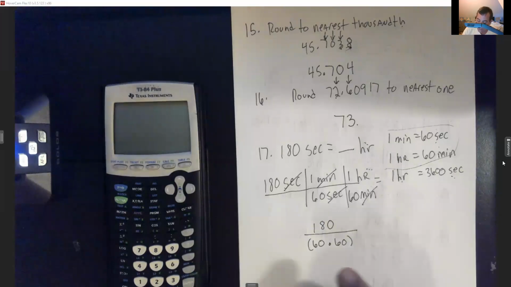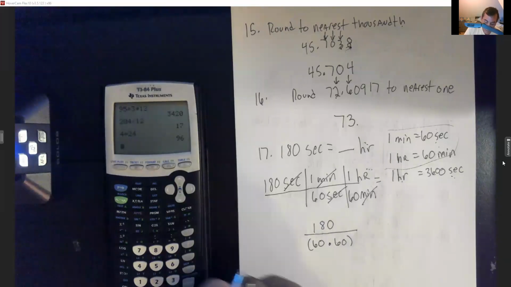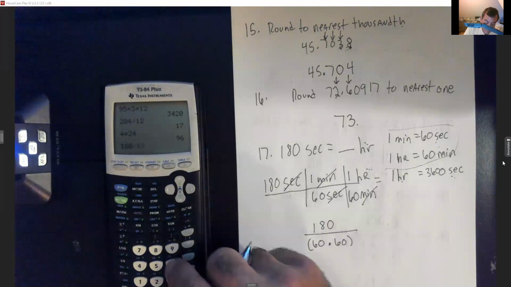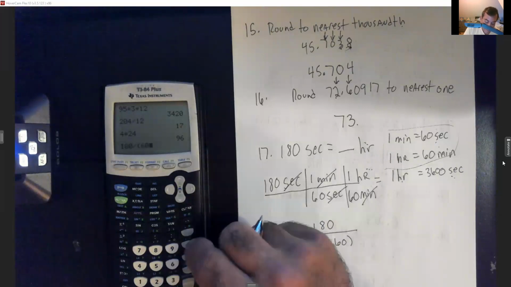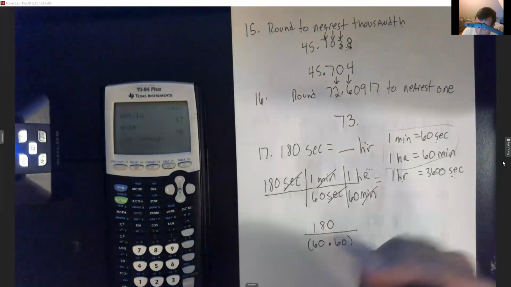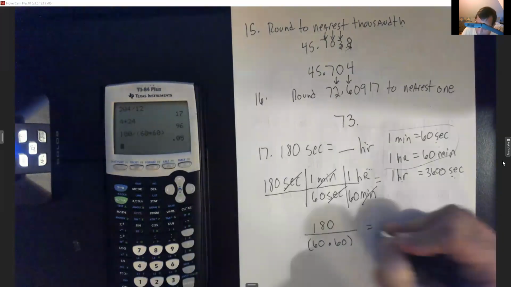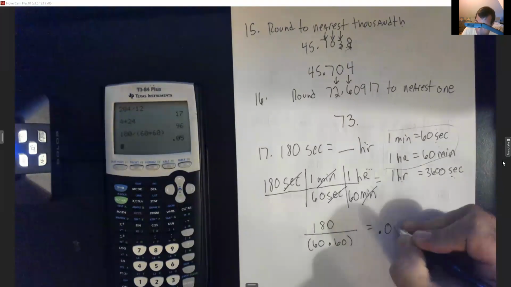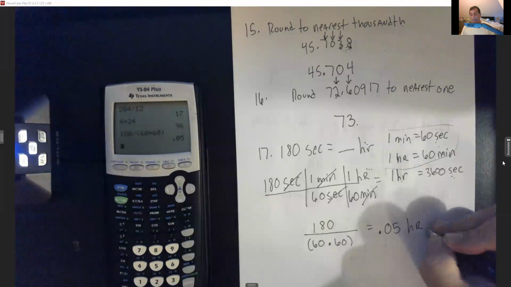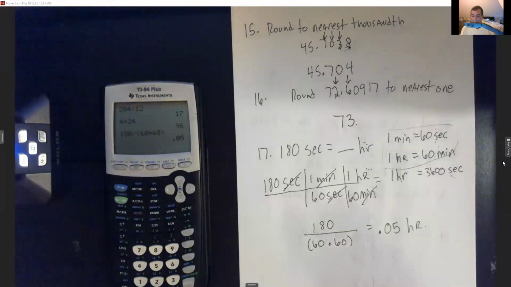Now, calculator, you got to put the bottom in parentheses when you got something like this. So you would go 180 divided by parentheses 60 times 60 close parentheses. When you do that, you get 0.05 hours.